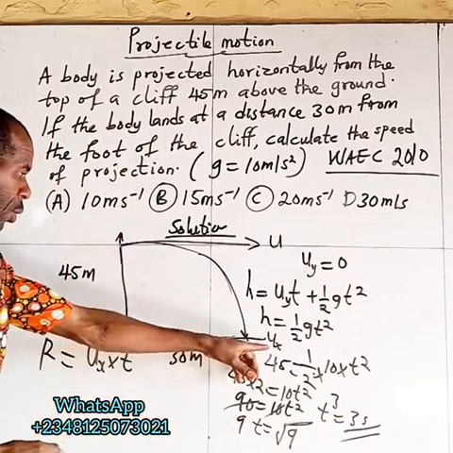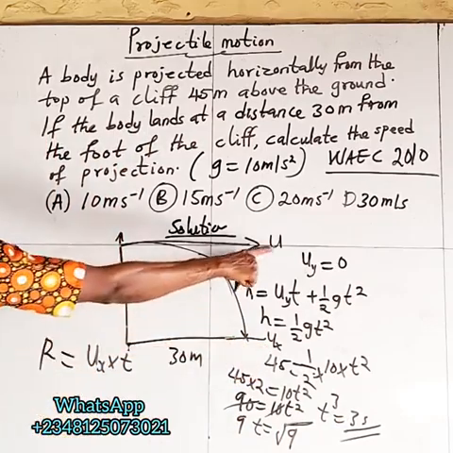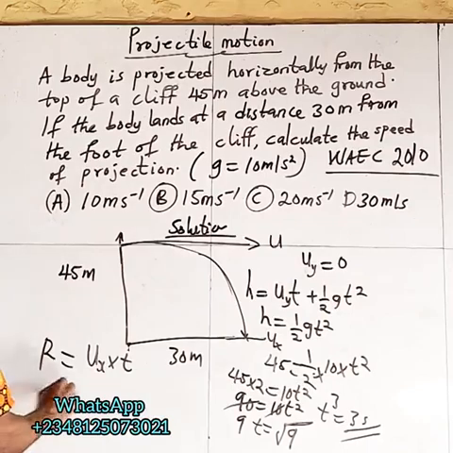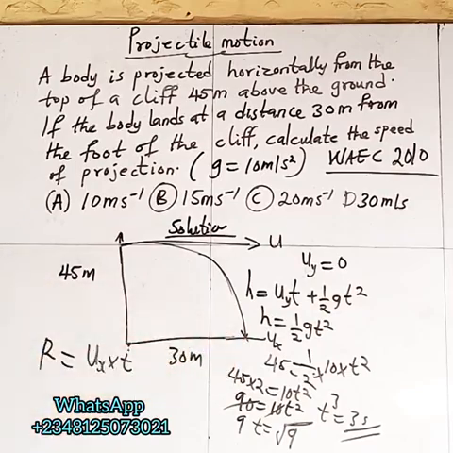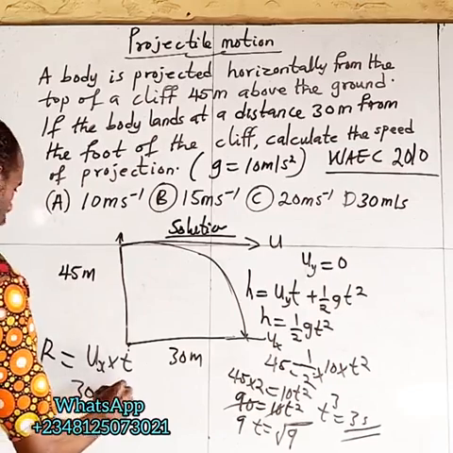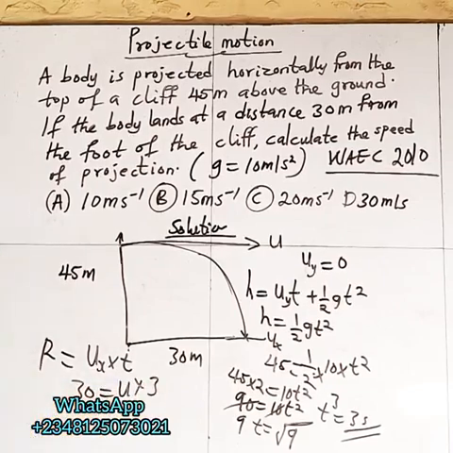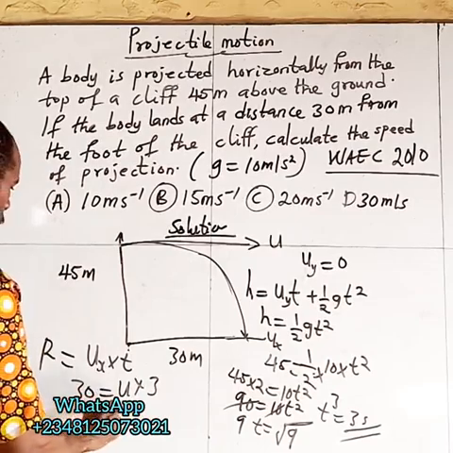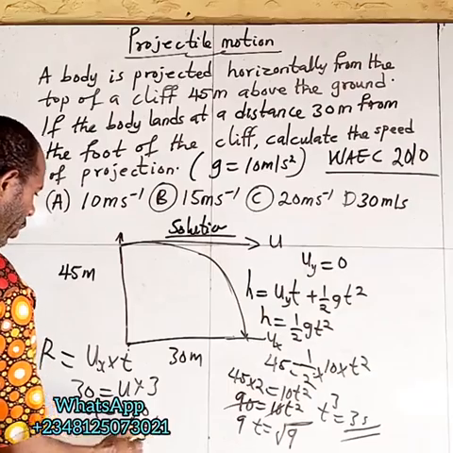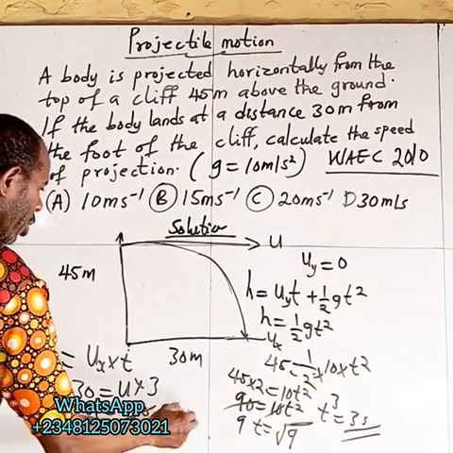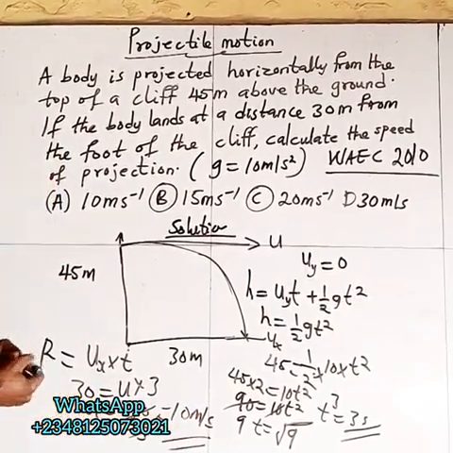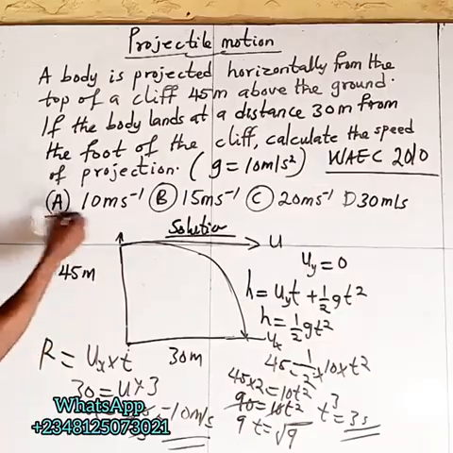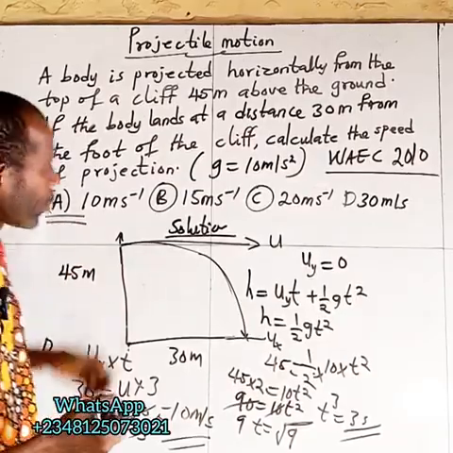We know that the range here is this 30 meters, the distance from the landing point to the point of projection, that is the base of the cliff. So it becomes 30 equal to u times 3. So u becomes 30 divided by 3. So our velocity of projection is 10 meters per second. This is the answer to this question. So our correct option here is A.